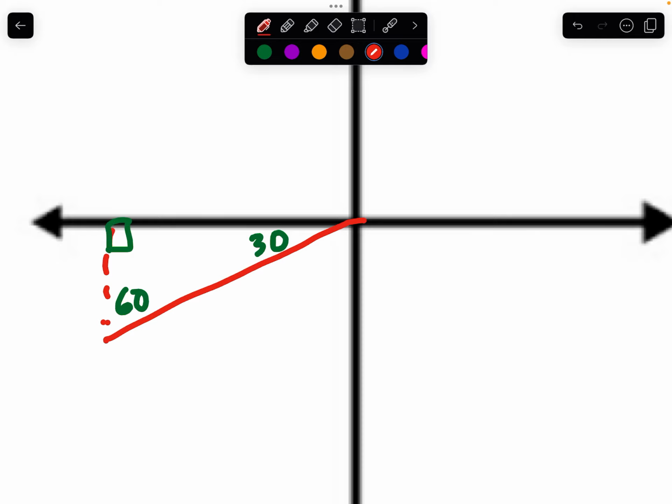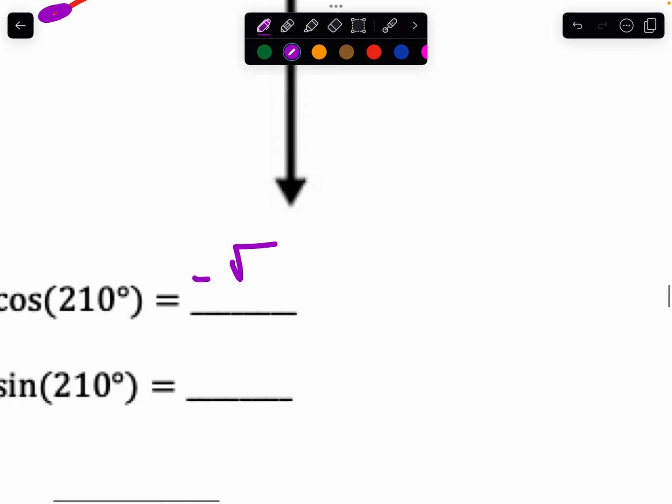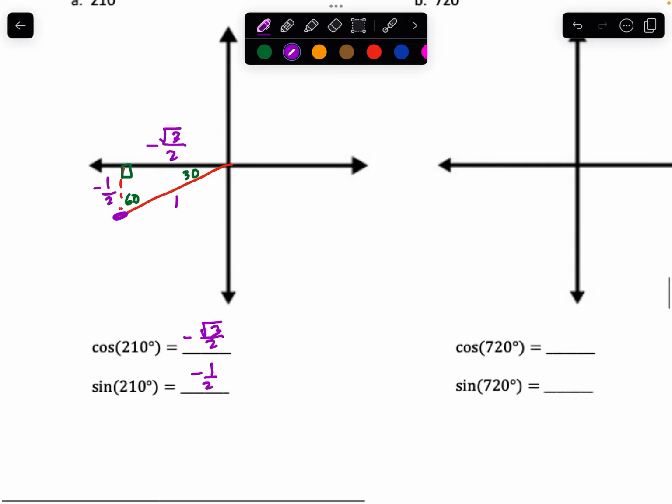Our answers are the coordinates of this purple point. Those are our values for cosine and sine. In other words, we need this x distance and this y distance. Remember, our hypotenuse we choose to be 1 to simplify our calculations. Across from the smaller angle, the 30-degree angle, is a side length of 1/2. Consider that to be negative because that coordinate is underneath the x-axis. Across from the 60-degree angle is radical 3 over 2. We'll consider that to be negative as well because that is to the left of the origin. So our answers: cosine of 210 degrees is negative radical 3 over 2, and sine of 210 degrees is negative 1/2.